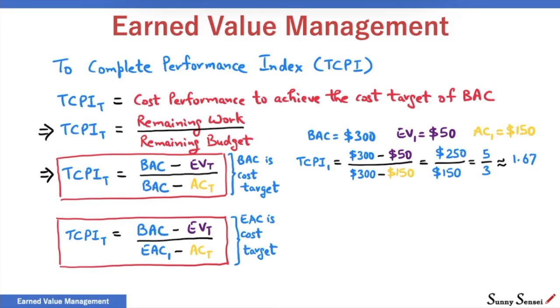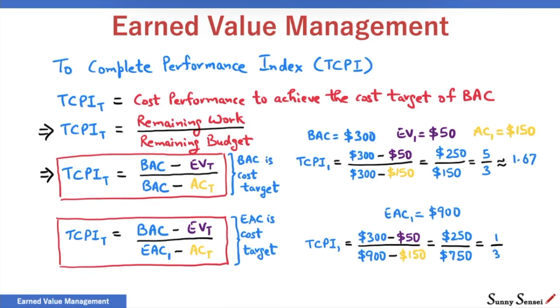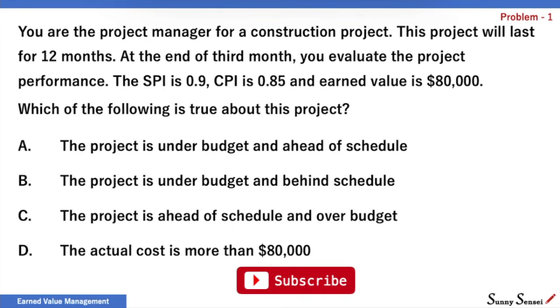Returning to our example, the project manager decides to use the EAC from scenario 3 for the TCPI calculations. EAC is $900. So TCPI based on EAC will be approximately 0.33. This is a much easier performance target compared to BAC based target of 1.67. Next, we will look at a few problems.